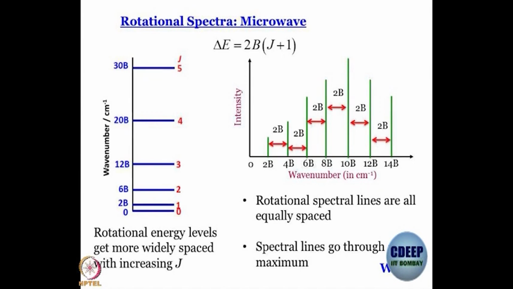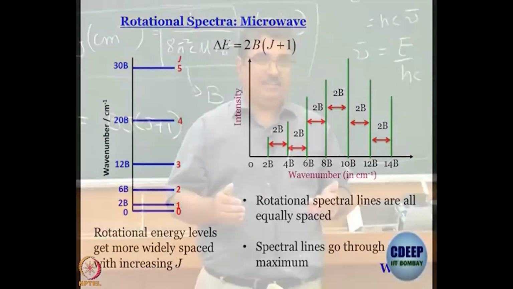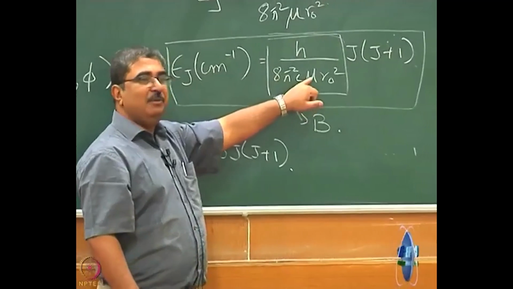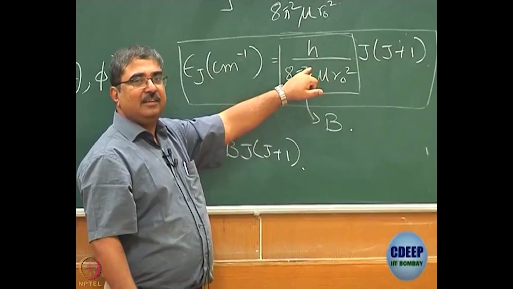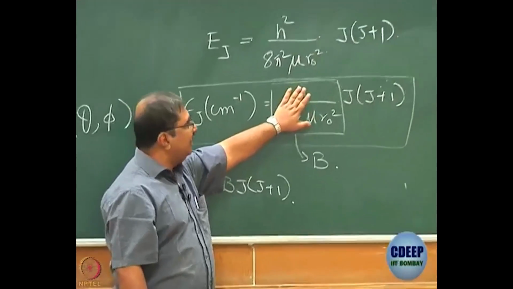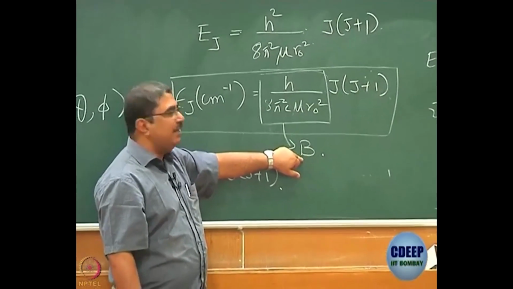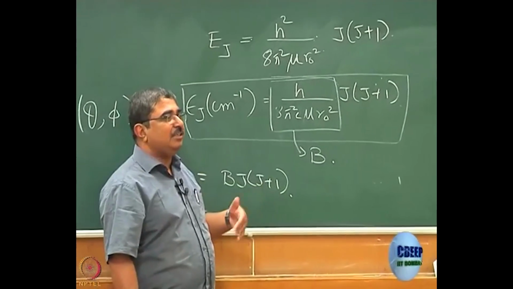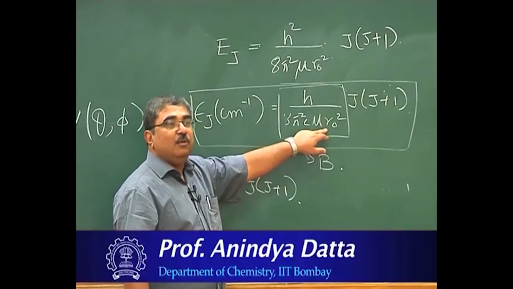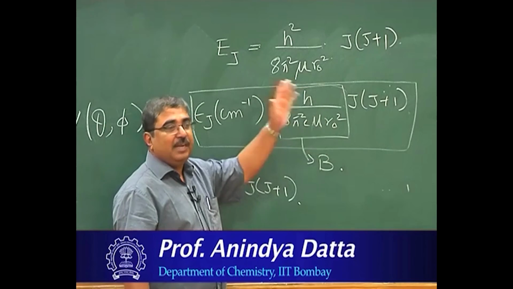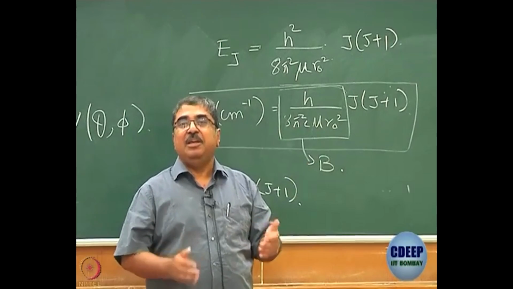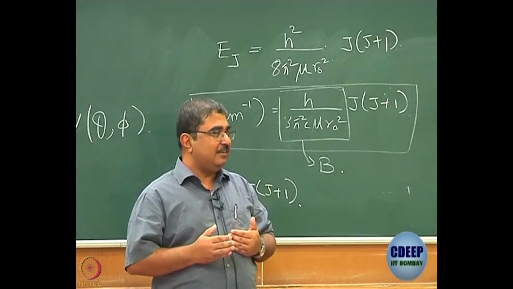And that brings us to the application of microwave spectroscopy in understanding bond length right away, because you know that B is h by 8 pi square c mu r0 square, right. So, everything else is known. If you can experimentally determine B, well, I am assuming that you know that it is HCl. So, you know the atomic weight of hydrogen, the atomic weight of chlorine. Then the only unknown in that case is r0. So, right away from this spectrum you can determine the bond length of a diatomic molecule using a rigid rotor approximation. Okay.